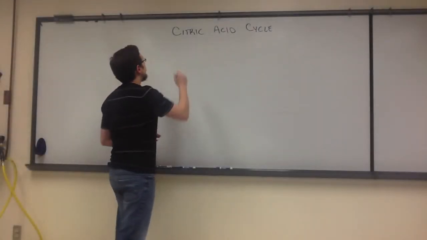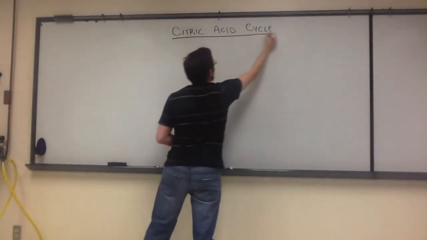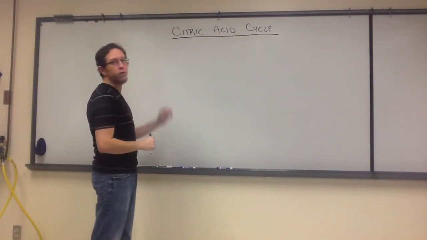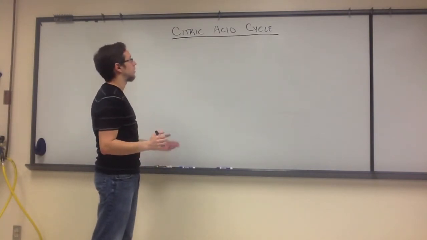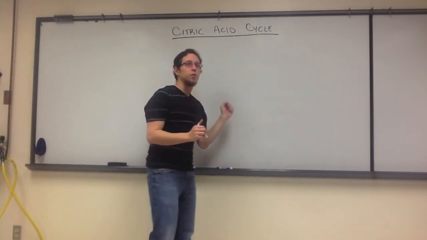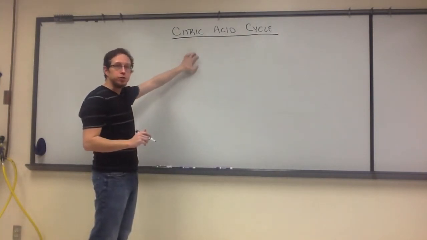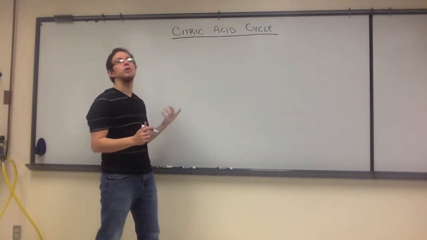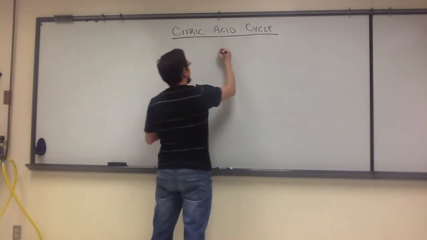So we've produced our 2 molecules of acetyl-CoA, and now each of those molecules of acetyl-CoA is going to enter what's known as the citric acid cycle. As its name implies, this is a cycle, so we're going to ultimately produce a product that is going to allow the cycle to continue endlessly, potentially.